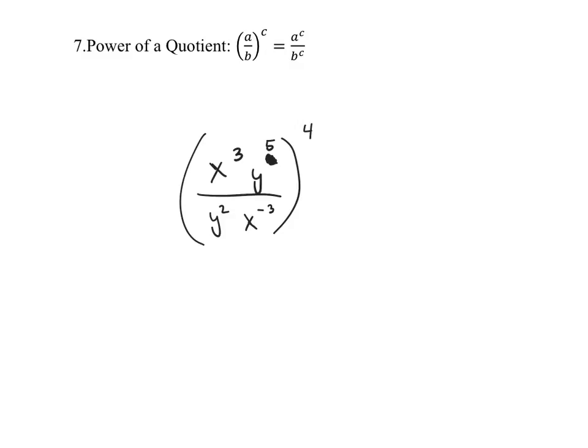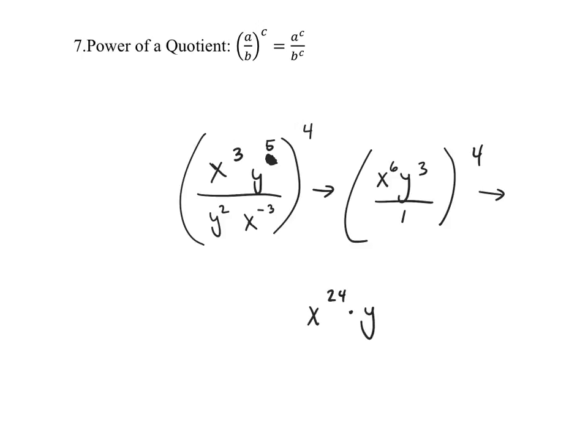Y to the 5th over y to the 2nd gives me y to the 3rd. I'm going to put the x to the 3rd that's in the denominator as a negative. I'm going to take this right here, move it up top as a positive. X cubed becomes x to the 6th. What's left in the denominator? A 1. Okay, so do I have to write it? No. I'm going to put it there just for the sake of right now, but I don't have to. This becomes x to the 24th times y to the 12th.